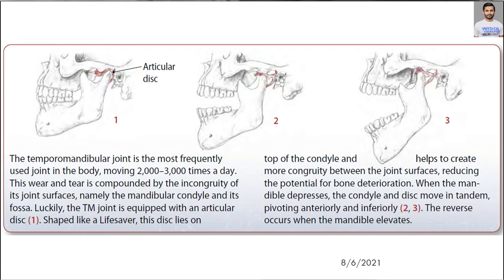It is really surprising to know that this is the most frequently used joint in the body, and a normal person uses it about 2000 to 3000 times a single day. Here you can see from the temporal fossa it's coming out all the way anterior, and when the mouth is fully opened it is out of this temporal fossa. Again the disc makes a very important contribution to the overall biomechanics of this joint.